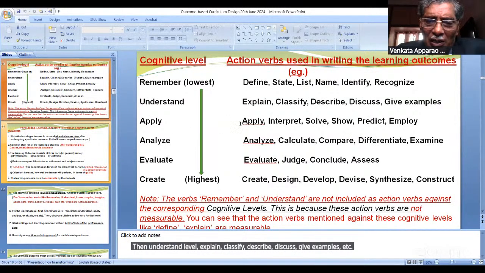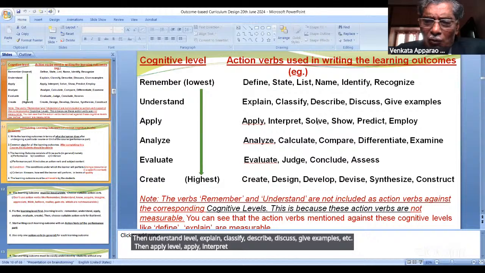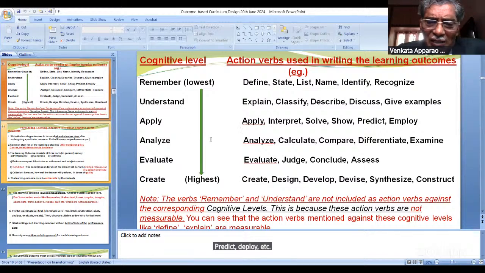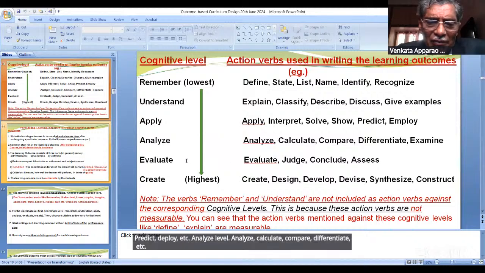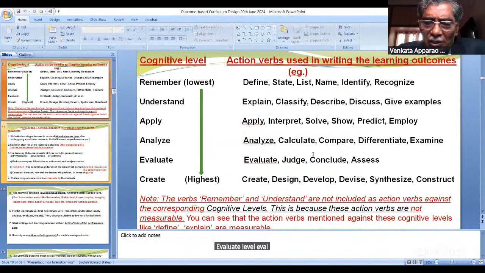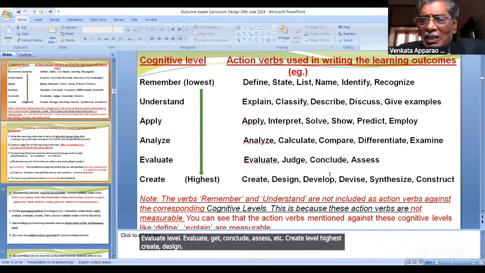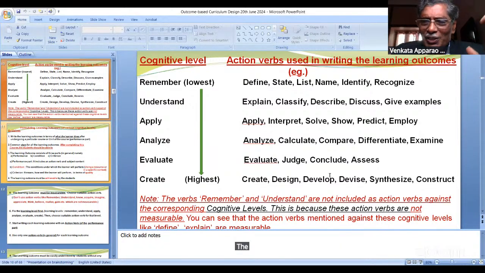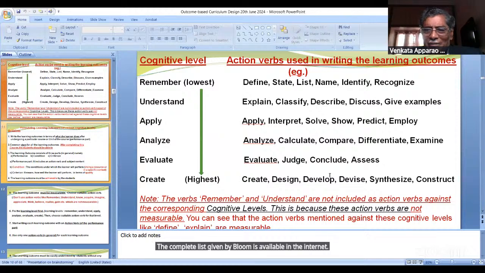Then apply level: apply, interpret, solve, show, predict, employ, etc. Analyze level: analyze, calculate, compare, differentiate, etc. Evaluate level: evaluate, judge, conclude, assess, etc. Create level, highest: create, design, develop, devise, synthesize, etc. These are only examples. The complete list given by Bloom is available on the internet. Right? My dear friends, here you must observe one very, very important point.